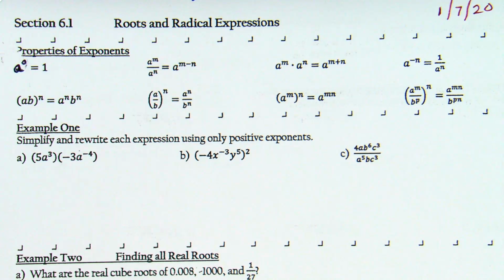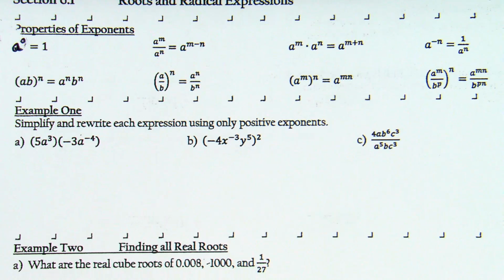So in example 1, let's do some practice here. Simplify and rewrite each expression using only positive exponents, which is essentially implied when they say simplify. So on A, 5a to the third times negative 3a to the negative fourth. Thoughts on what we do?